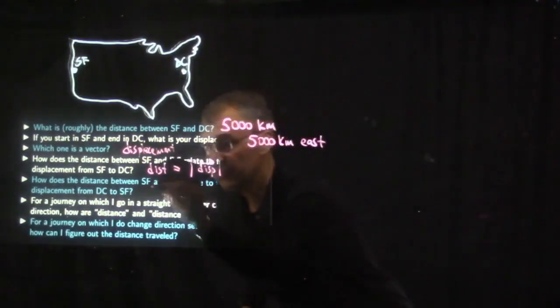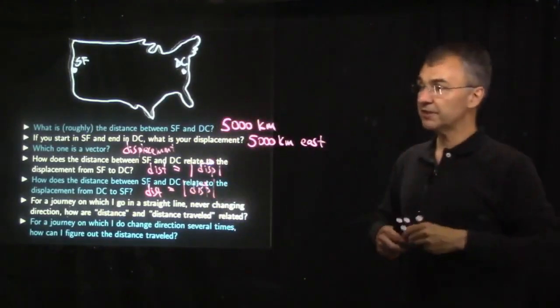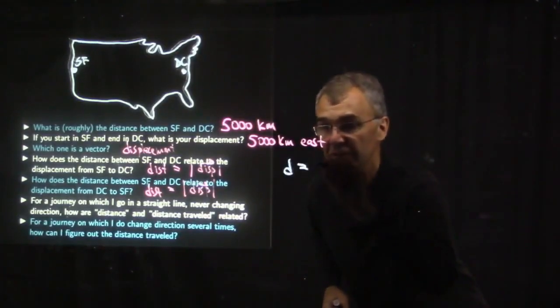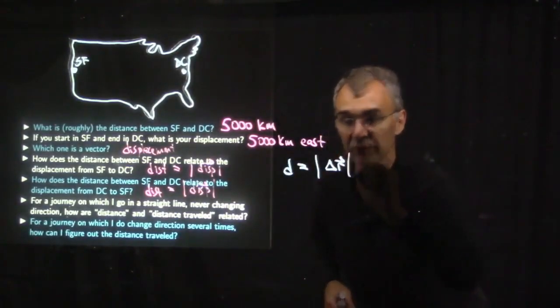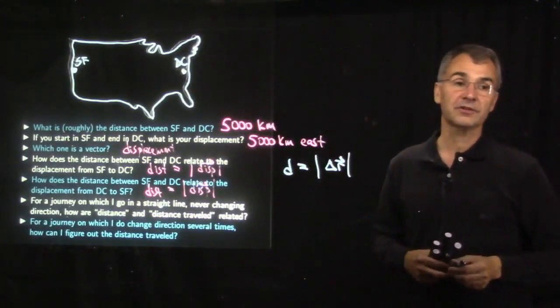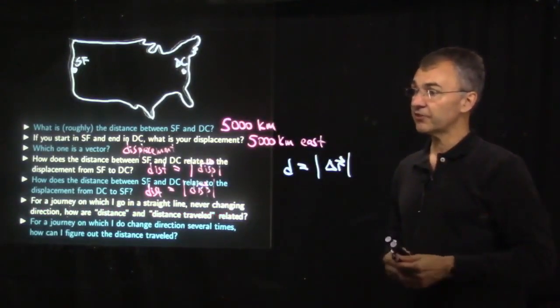Again, I would say that the distance is the absolute value of the displacement, which is a vector. And actually, in just a moment, we're going to use better letters for this. We're going to say that this distance is the magnitude of delta r. So we'll use delta r, the vector, to mean the displacement, and we'll use a lowercase d for the distance in a moment.